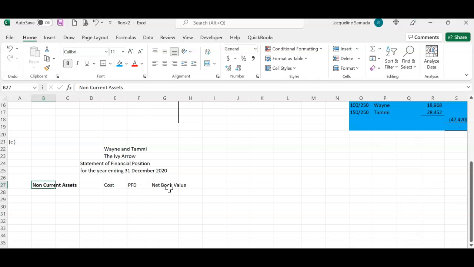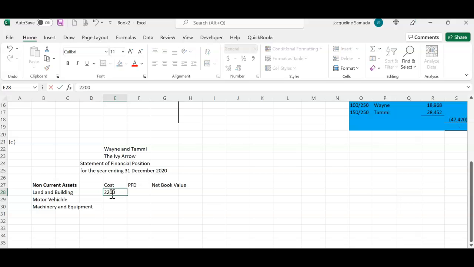Let's quickly list them. We have land and building, we have motor vehicle, we have machinery and equipment. Now we have the costs. Remember, the cost figures came from the debit column. Let's pick those up quickly. 20, for the motor vehicle it was 290, and for the machinery and equipment it was 132.